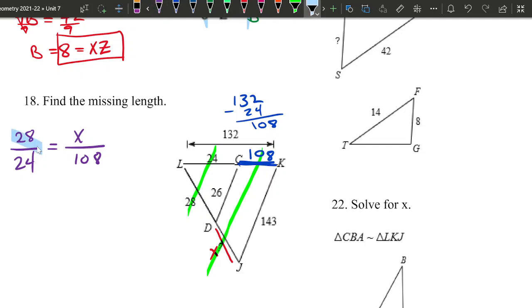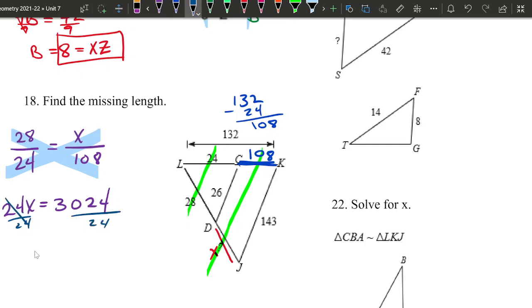So next is the cross product. So I multiply what crisscrosses. So I have 24x equals 28 times 108, which is 3,024. And then I'm going to divide by 24. So x equals 126. And that is DJ, the missing piece.